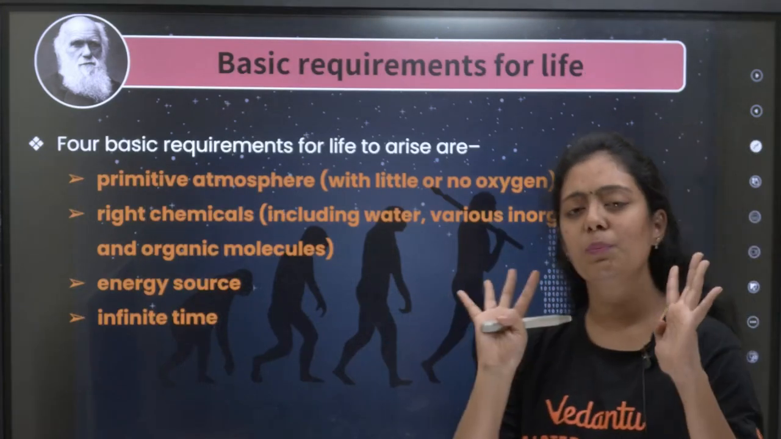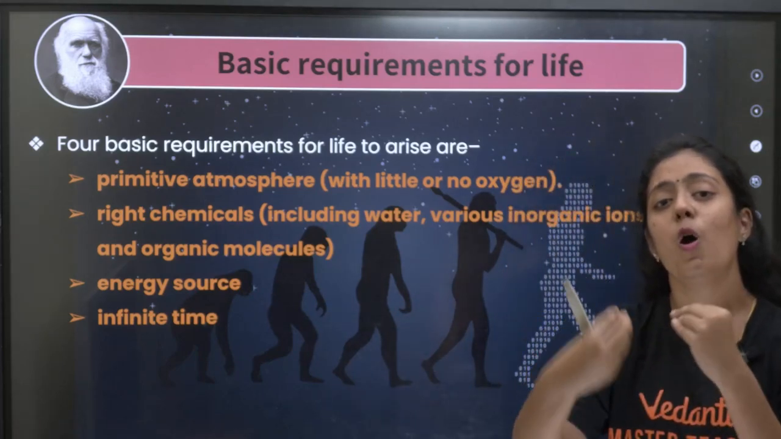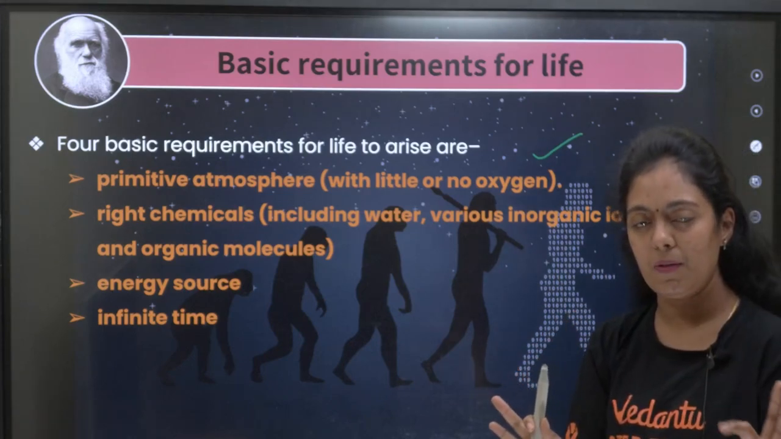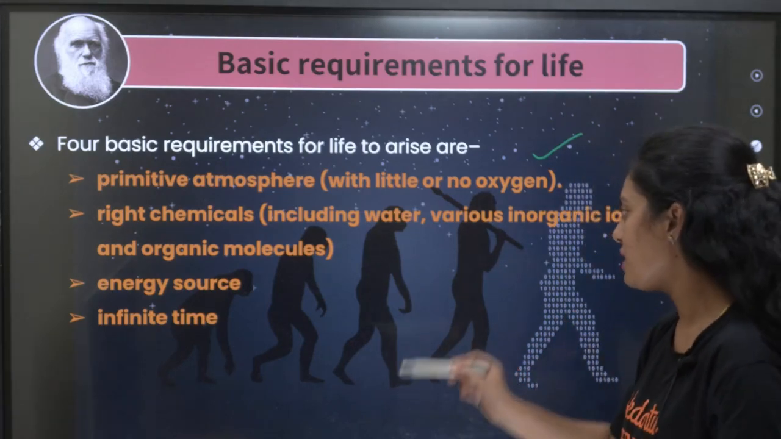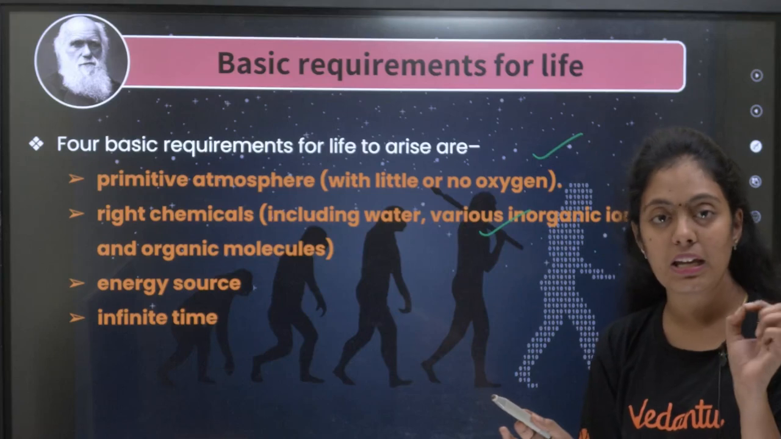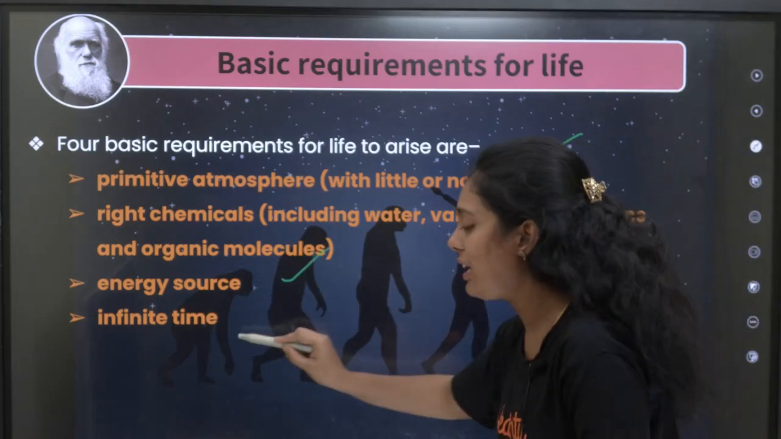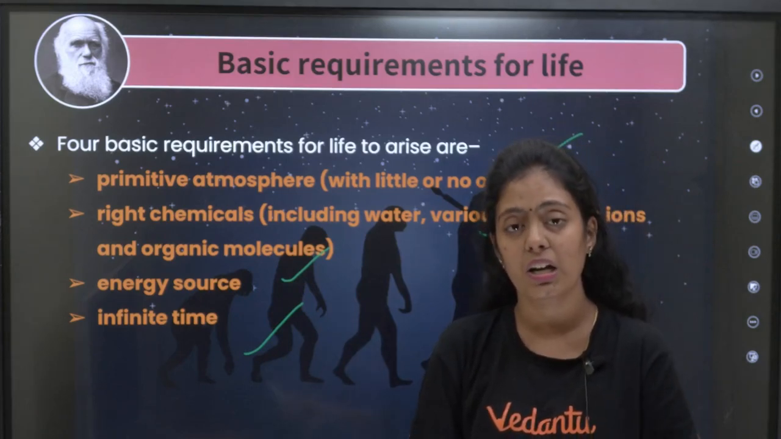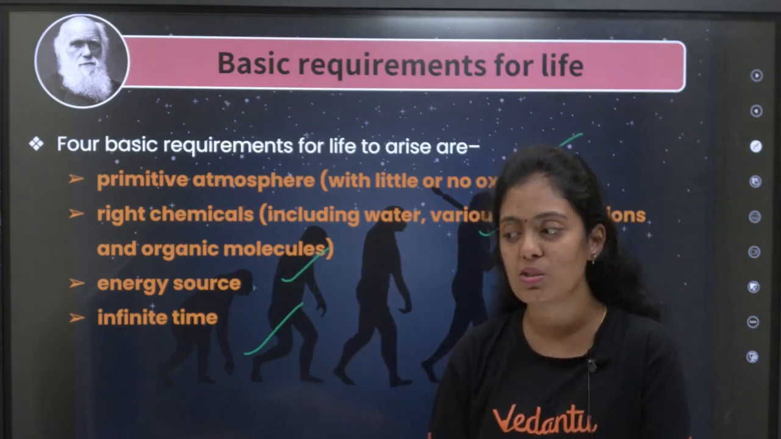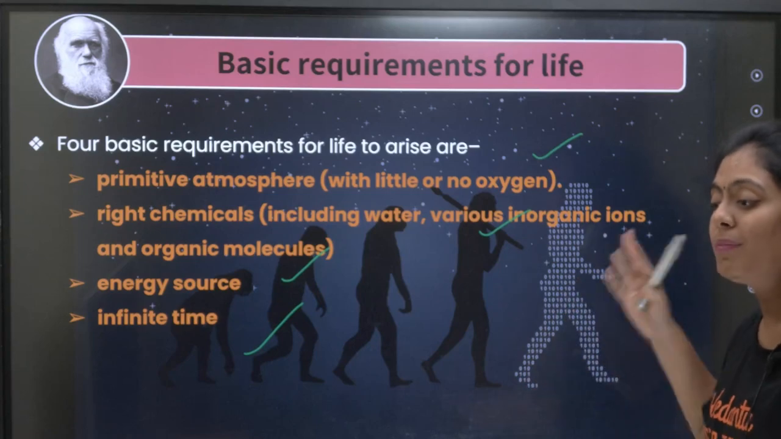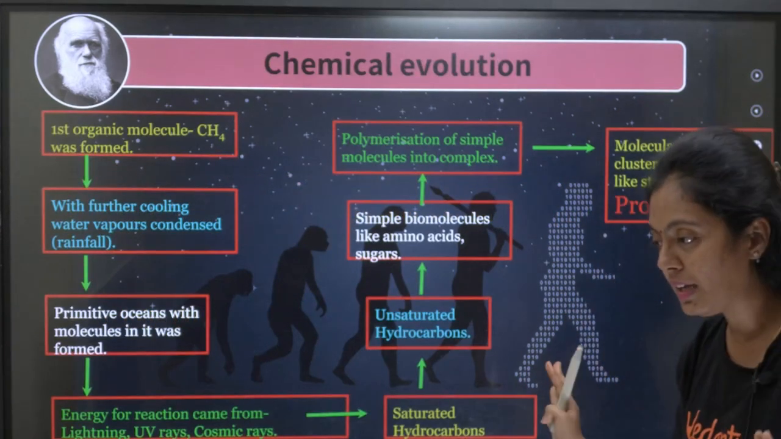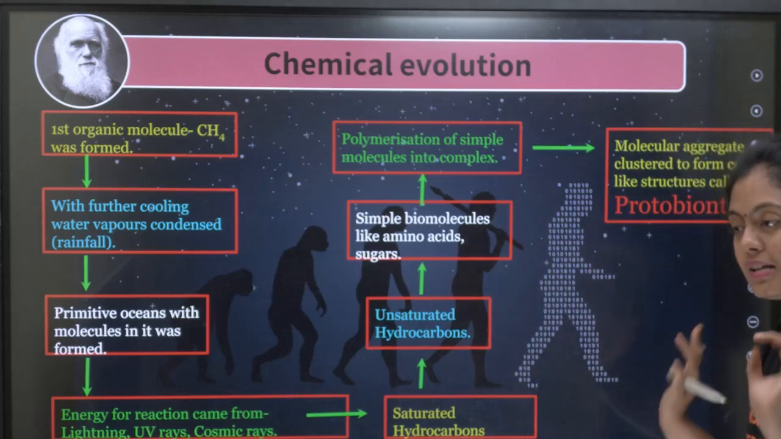So what are the four basic requirements for the origin of life? First, I need a primitive atmosphere with little or no oxygen. I need the right chemicals, and chemicals are very important. I need energy, and I need time. This is not something that happens in one day, two days, or a year or two. It took millions and billions of years to form life on Earth. So this is the entire understanding of chemical evolution.